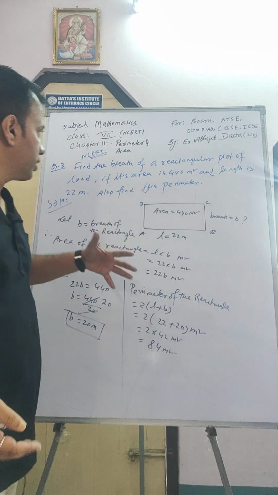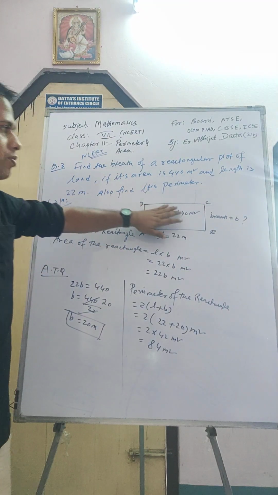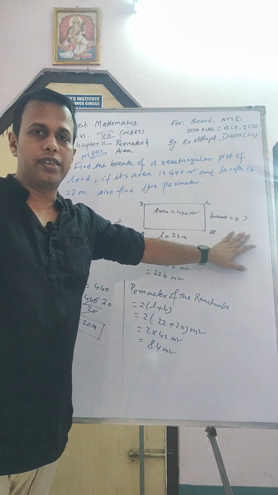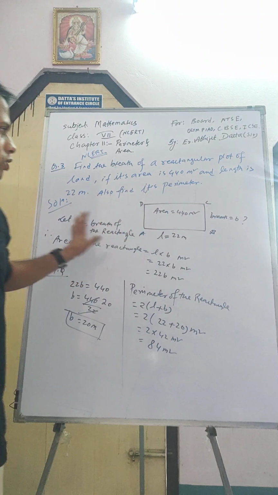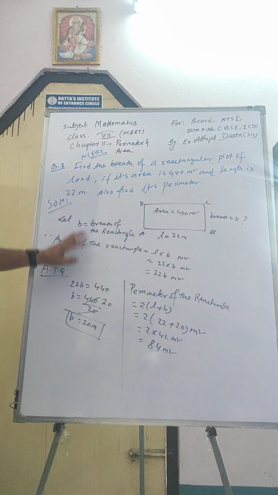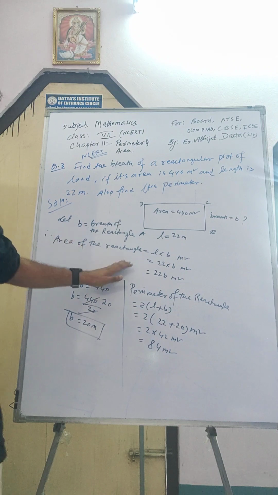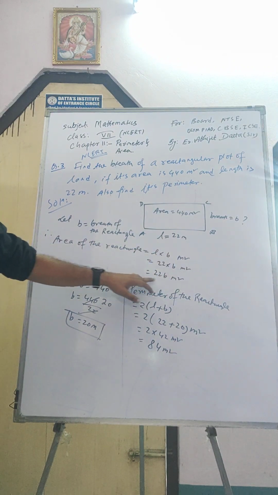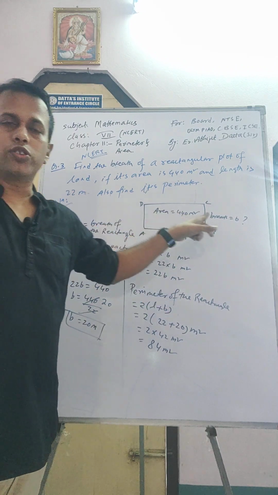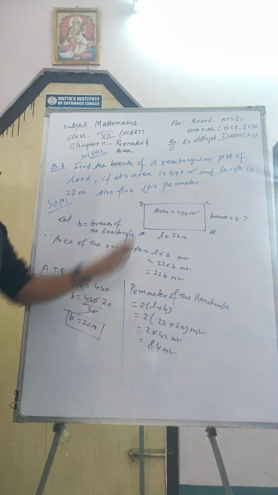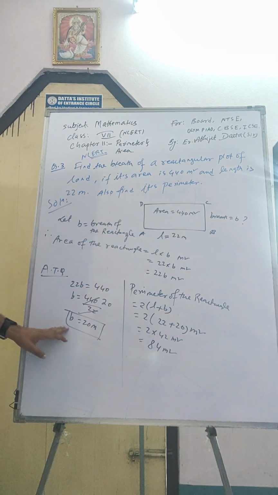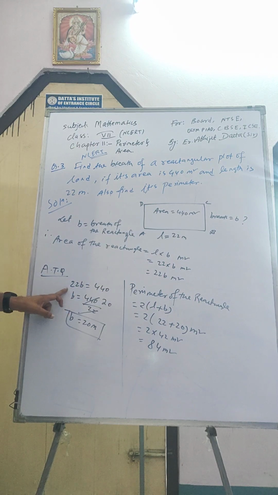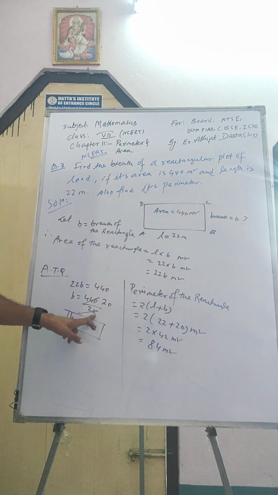So students, let me explain again. First they gave the area of the rectangle and one side, the length of the rectangle. So first we have to find out the breadth of the rectangle. We use the formula length into breadth, and from that we find the area of the rectangle is 22 B meter square. They gave 440 meter square. According to the question, my area is equal to the question's area. So from that we find B equal to 20 meter. How? 22 B equals 440, so B equals 440 by 22. Why? Because this one is multiplied, and if I change the side, it becomes divided.